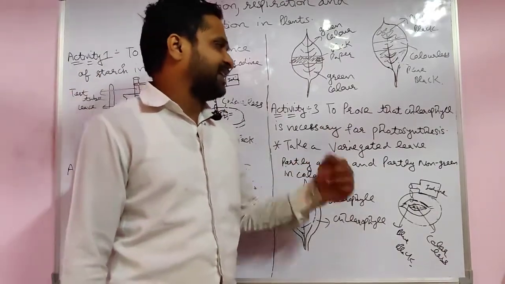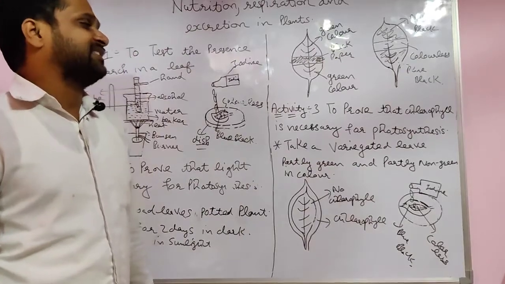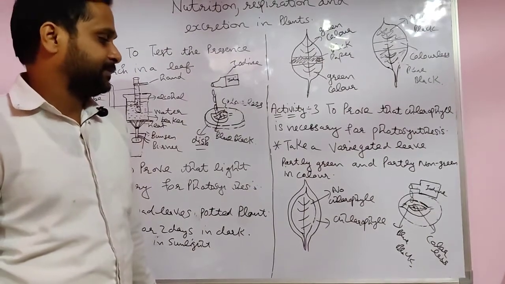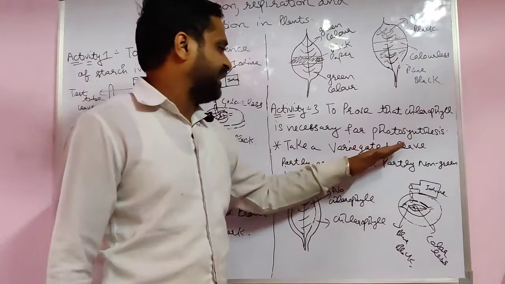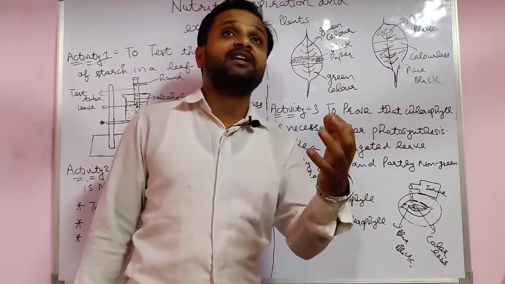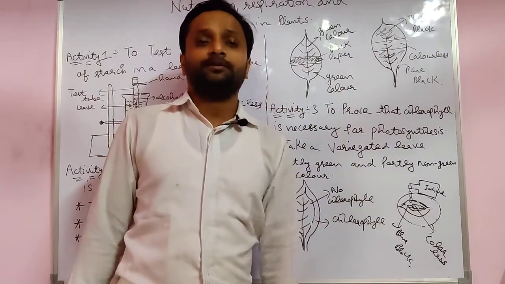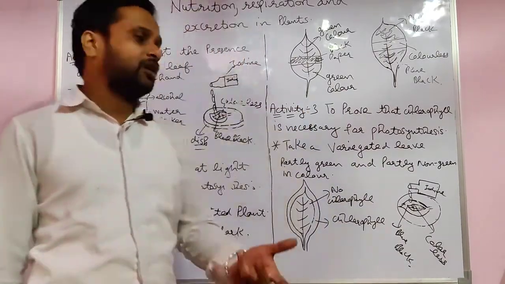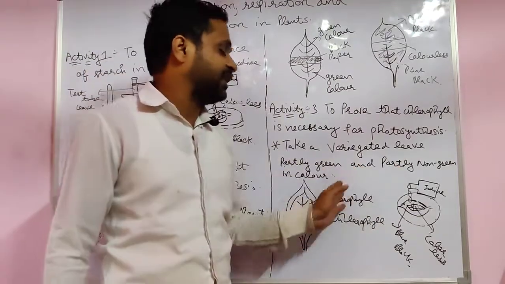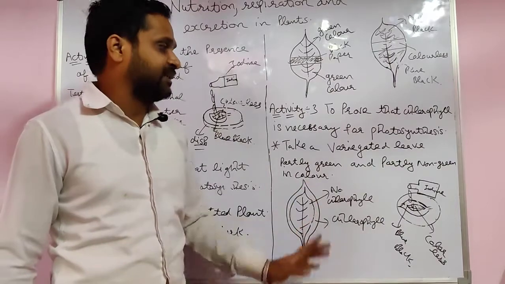Now come to the third activity, students. To prove that chlorophyll is very necessary for photosynthesis, you take a variegated leaf, partly green. Some leaves are partly green, and some part is not green, yellow in color, whatever. Yes, non-green in color, like this leaf. This part is non-green, and this is the green part.